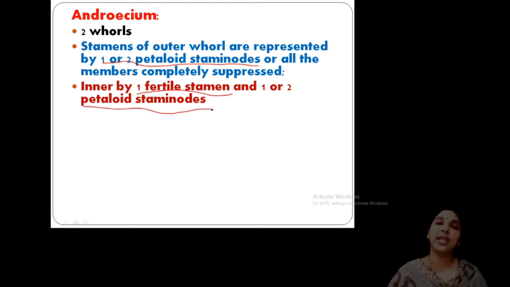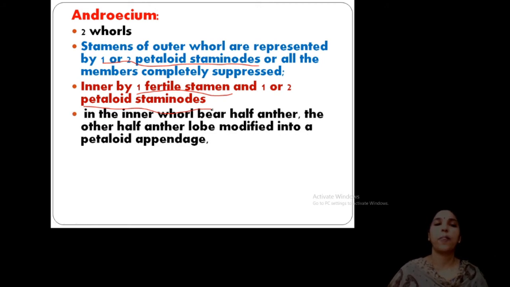So like Cannaceae, here also petaloid staminodes are present. But here they are white in color, whereas there they are brightly colored in Cannaceae. So the outer whorl has either three absent or compressed, or one or two petaloid staminodes, the other absent. In the inner whorl only one fertile stamen, and the others are petaloid staminodes.